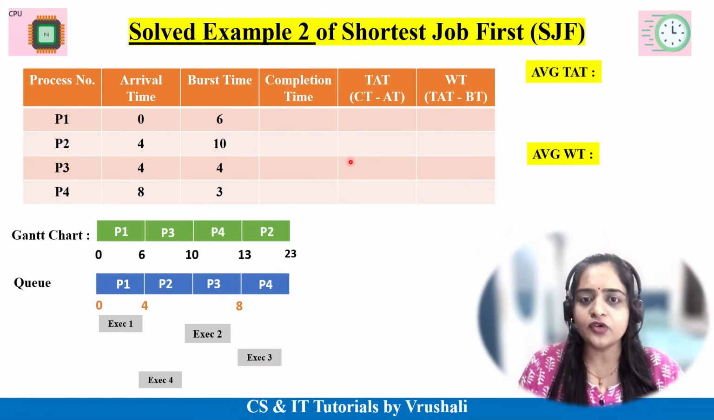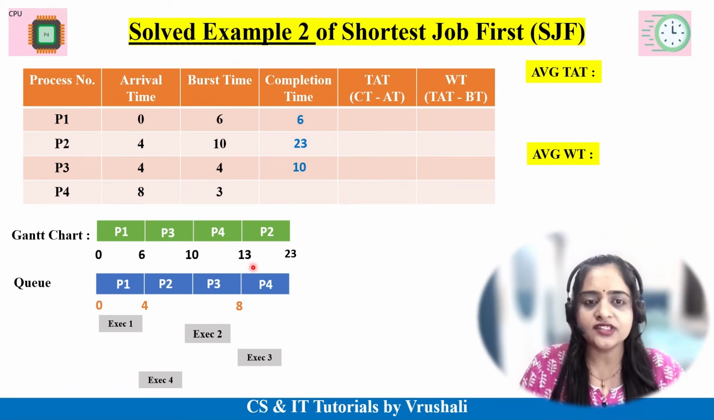Now to find out all these values, check. What is the completion time of P1? 6 here, right? What is the completion time of P2? 23. What is the completion time of P3? 10. And what is the completion time of P4? 13. Clear? Next, to find out the turnaround time, the formula is completion time minus arrival time. So the completion time is 6, arrival time is 0. Means the turnaround time is 6.